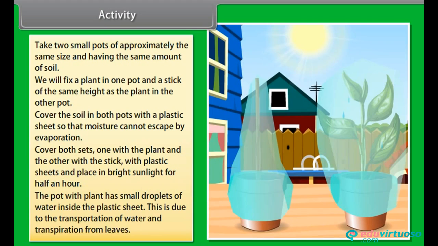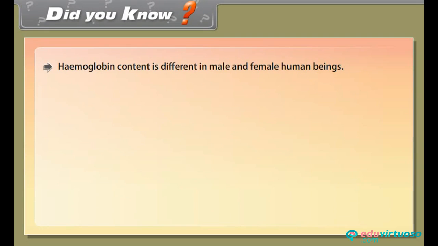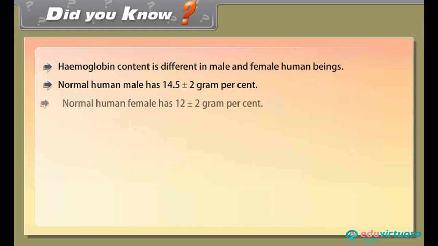The pot with the plant has small droplets of water inside the plastic sheet. This is due to the transportation of water and transpiration from leaves. Did you know? Hemoglobin content is different in male and female human beings. Normal human male has 14.5 plus minus 2 gram%. Normal human female has 12 plus minus 2 gram%.